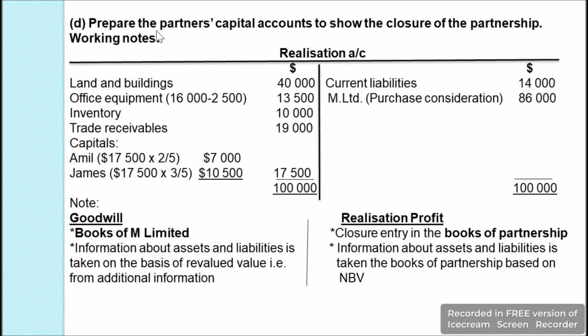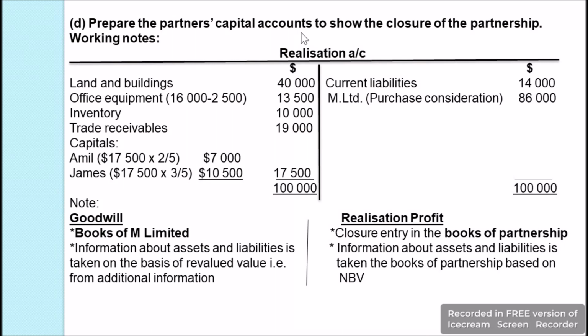In the next part of the question, we are asked to prepare partner's capital account to show the closure of partnership. You see, wherever there is a closure, when we are closing the business, we sell all the assets and liabilities, and when we sell all the assets and liabilities, there may be either profit or loss on the sales of all these assets and liabilities. As we are making partner's capital account, this profit or loss has to be included in the capital account, and as this is a closure, we will make it in the books of the partnership firm which we are going to close.